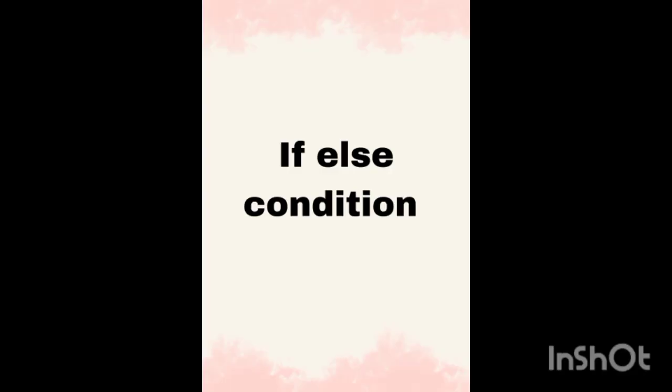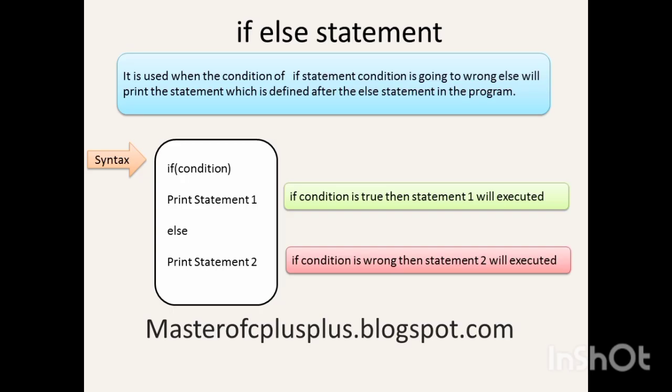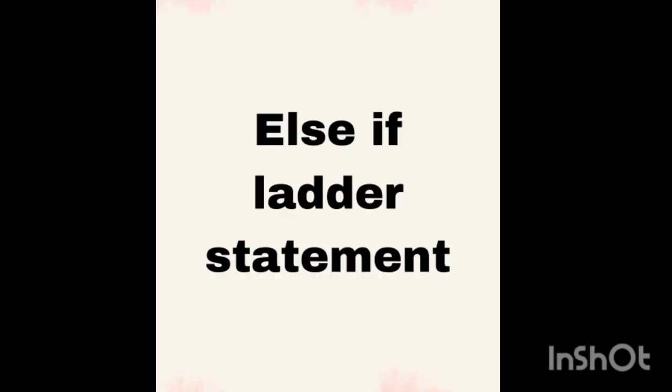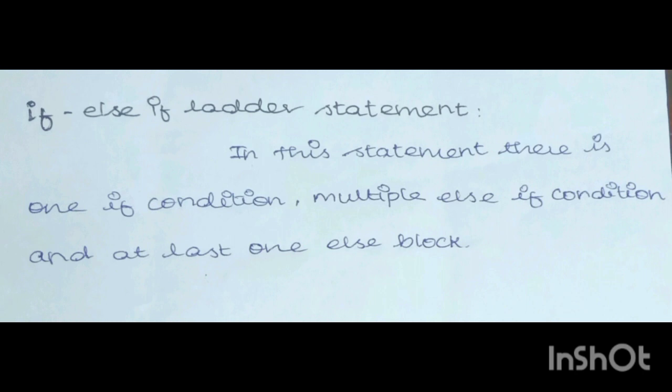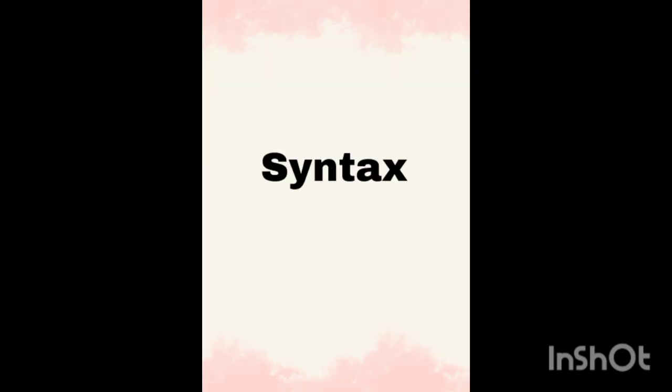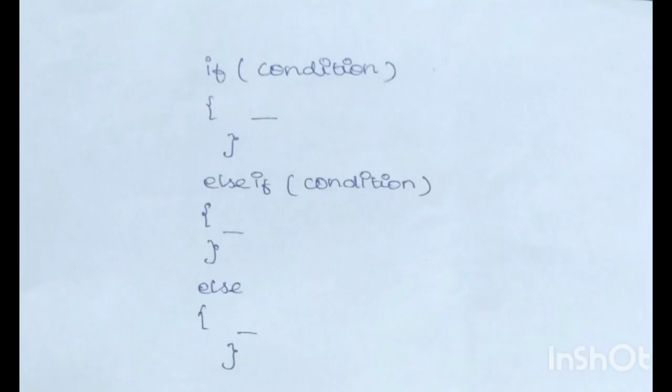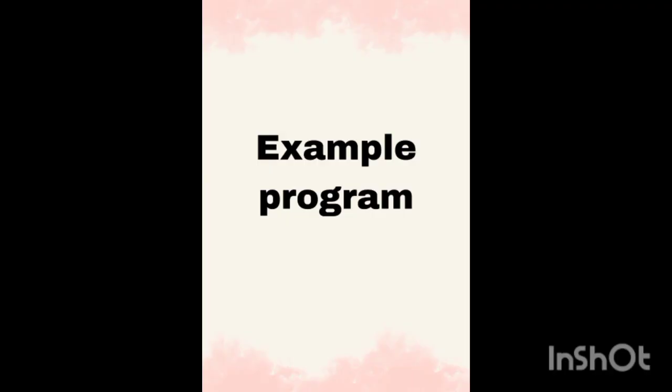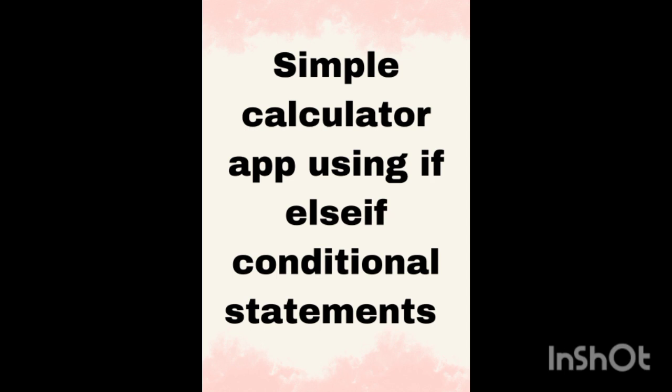If-else conditional statement. It is used when the condition of the if statement turns out to be wrong. Else will print the statement which is defined after the else statement in the program. If-else-if ladder statement. In this statement, there is one if condition, multiple else if conditions, and at last one else block. The general syntax of if-else if ladder statement is: Example program, simple calculator app using if-else if conditional statements.